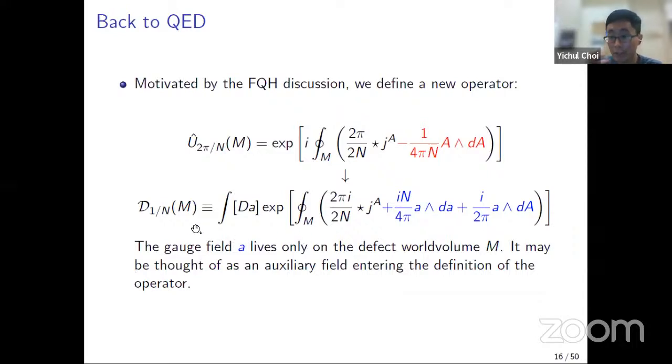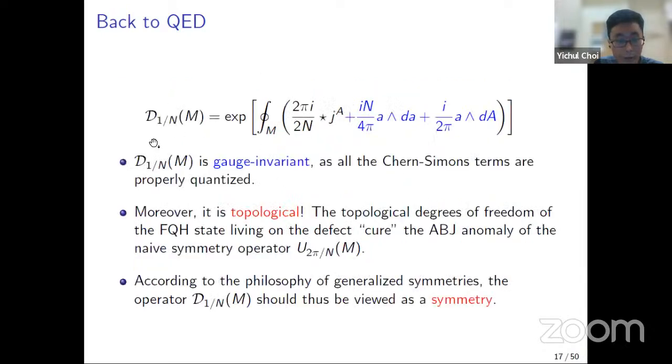And in particular, inside correlation functions, for each insertion of this operator D_{1/n}, there will be a corresponding dynamical gauge field that lives only on the defect. So as I said several times, now this D_{1/n} operator is perfectly gauge invariant because all the Chern-Simons terms are properly quantized. Moreover, this operator is now topological.